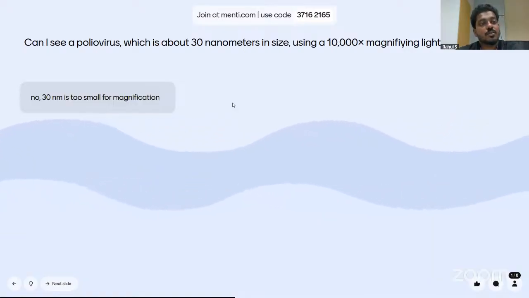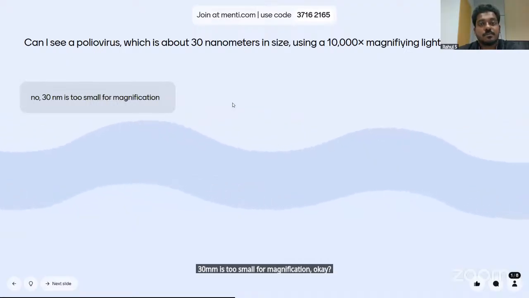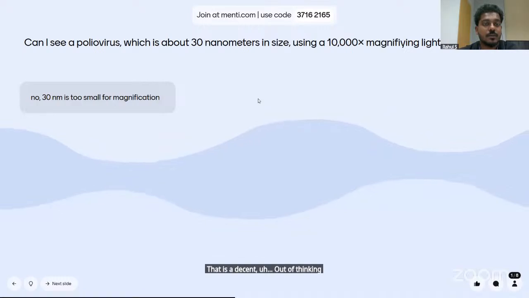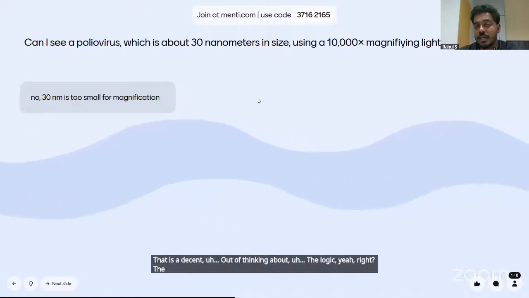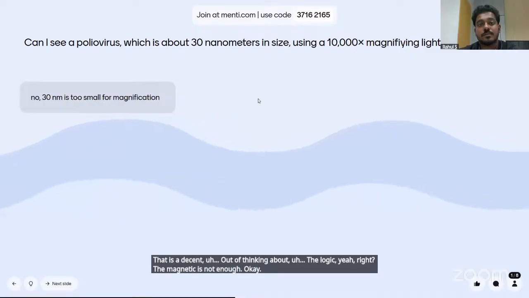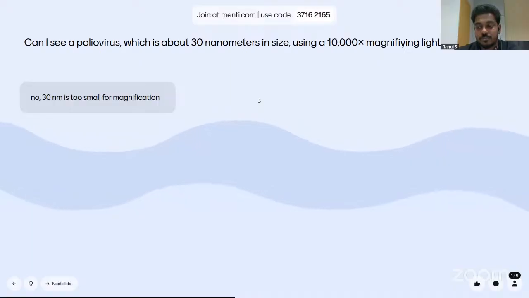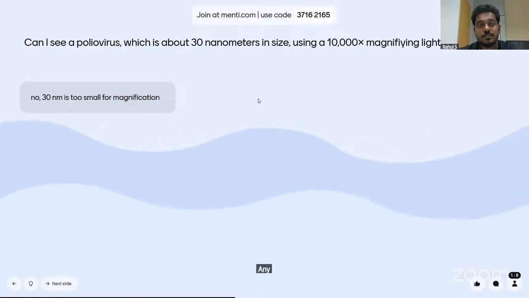30 nanometers is too small for magnification. Okay, that is a decent amount of thinking about the logic. Yeah, right, the magnification is not enough. Okay, others? Any thoughts?